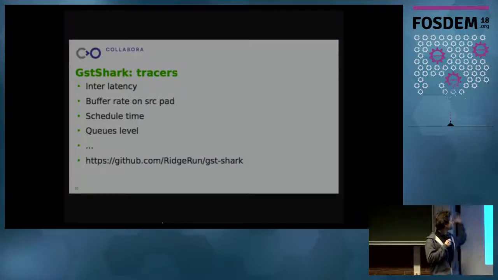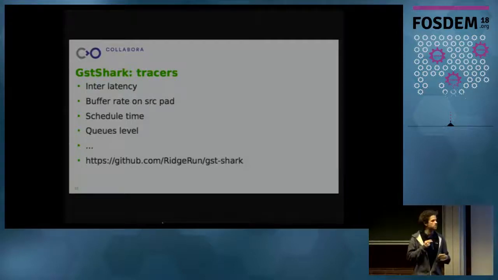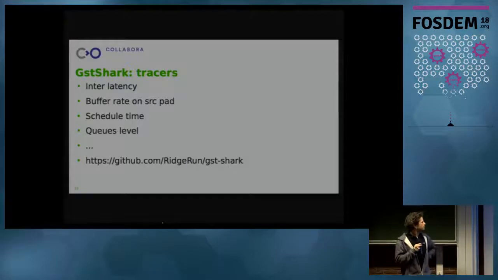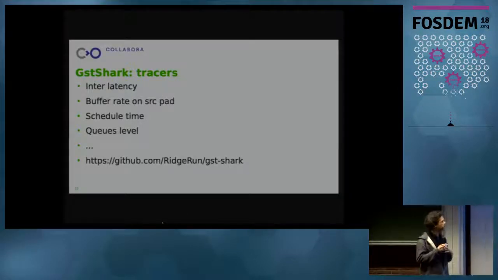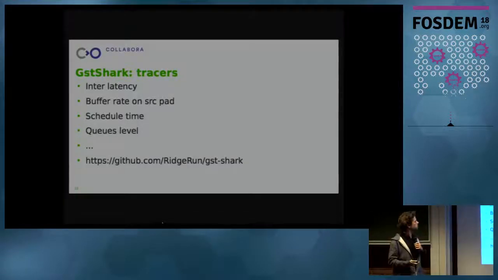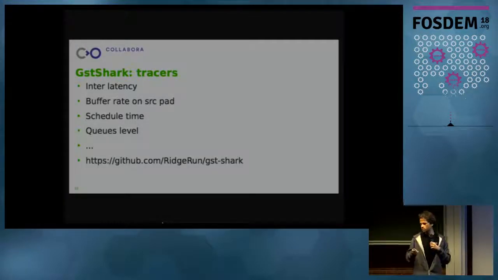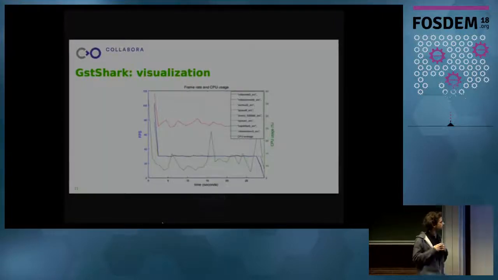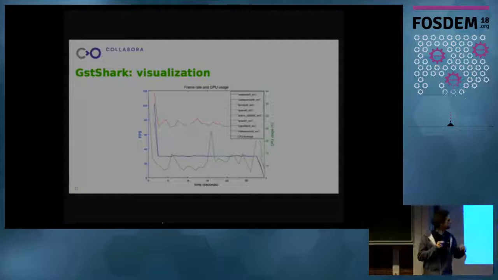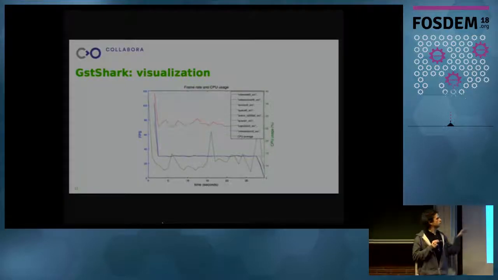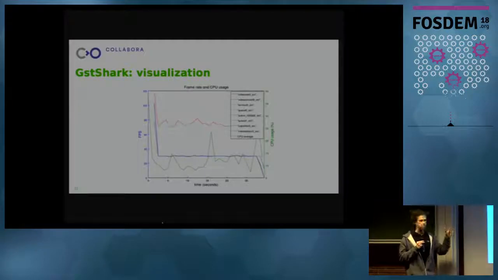It does a lot of different things like scheduling time. That's the last time since a buffer has been received on an element, these kinds of things. You can use it to track queues. So it's a whole lot of tracers which can be used to track performance. And another nice thing with GstShark, it comes with some scripts to generate graphics using GNUplot from the data generated by the tracers.